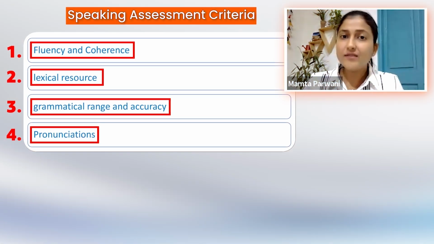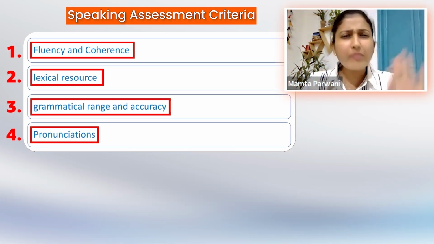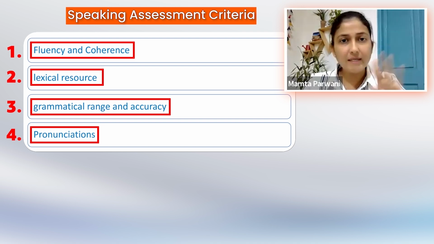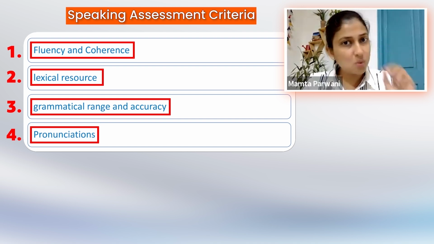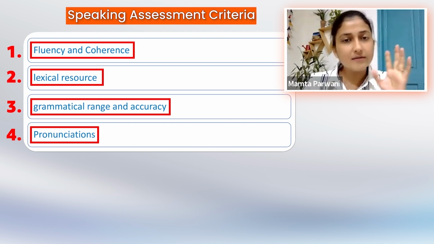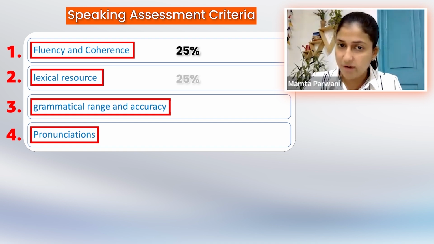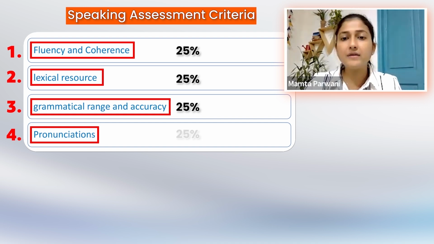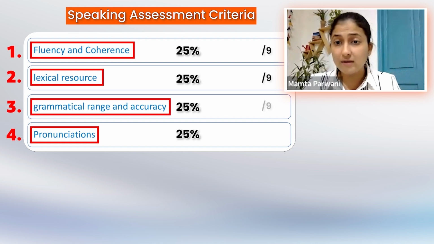So again, in speaking also, it's the same logic as we have for writing. In writing, what do we have? 4 criteria. Each criterion has equal weightage. Each criterion is judged on a band score of 9. Same. So here also we have equal weightage of 25% for each criterion. Each criterion is judged on a scale of 9.